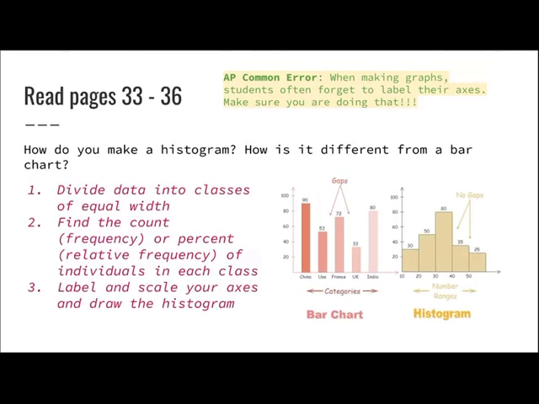So here are two examples of a bar chart versus a histogram. Notice how the bar chart has gaps and categories, versus the histogram, which has number ranges and no gaps. So an AP common error is when making graphs, students will often forget to label their axes. Make sure you guys are doing that. Label, label, label. When all else fails, label.